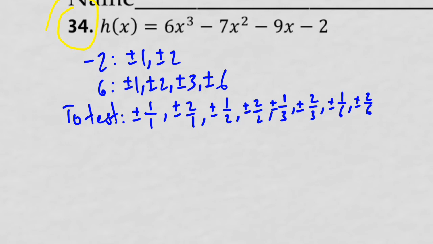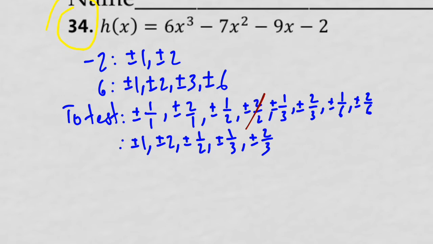Now we can eliminate some of these because they're actually the exact same thing, so let's do that. Plus or minus 1 over 1 is just plus or minus 1, right? Plus or minus 2 over 1 is just plus or minus 2. Plus or minus 1 over 2 is unique. Plus or minus 2 over 2, we can cancel it because that's just 1. Plus or minus 1 over 3, that's unique. Plus or minus 2 over 3, that is unique. It's not repeated anywhere else. Plus or minus 1 over 6, that's unique. And plus or minus 2 over 6, we can cancel that one because that's 1/3, and we already have 1/3 right here.